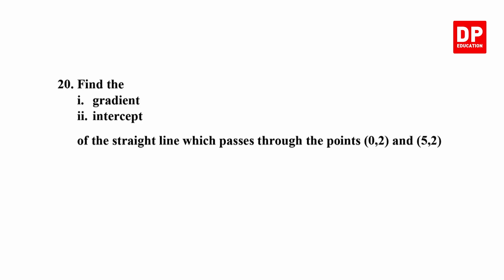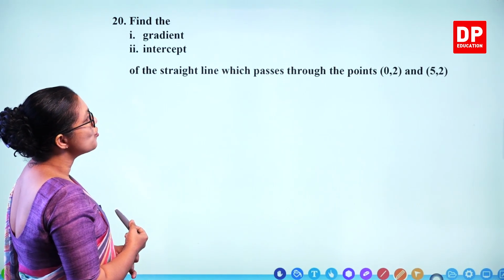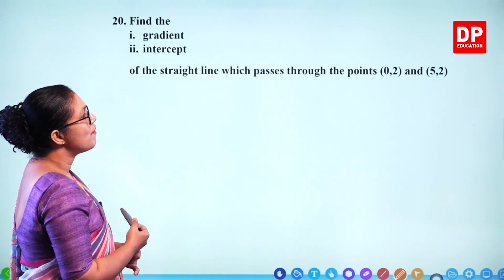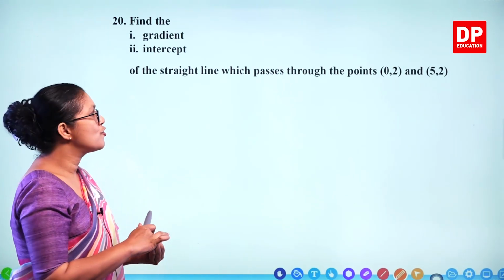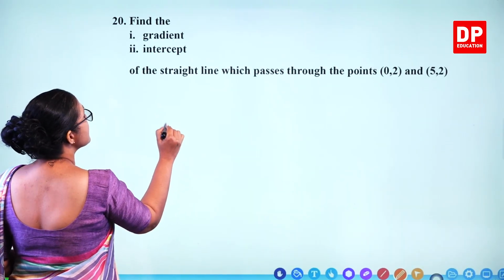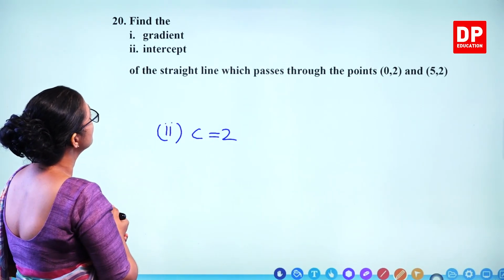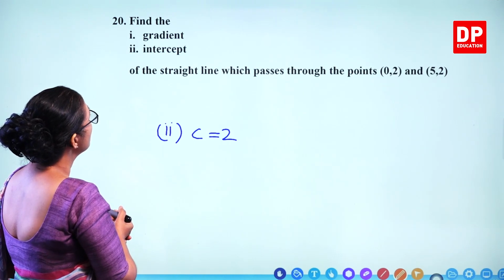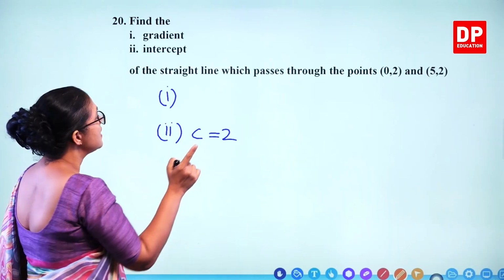Question number 20. Find the gradient and intercept of the straight line which passes through the points (0, 2) and (5, 2). When x equals 0, the y value is 2, so the y-intercept is 2. Then what is the gradient? How do you find the gradient?